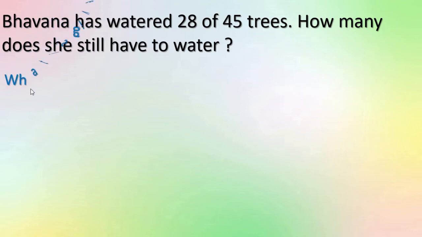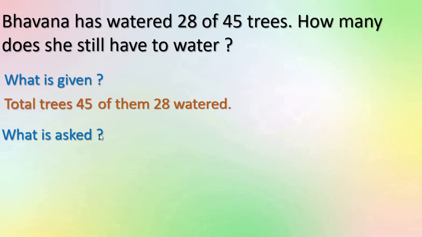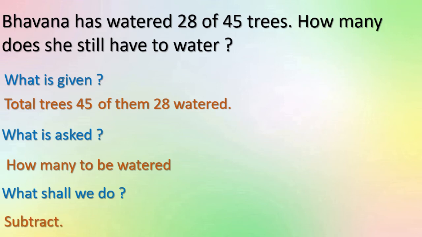Correct? Here what is said? What is given here? There are total 45 trees in the garden. Okay, and she watered 28 trees. This is given. Our next question is, what is asked here? What we have to do? How many to be watered? Okay, what shall we do? To get the answer, what shall we have to do? Yes, correct. We have to carry out subtraction.